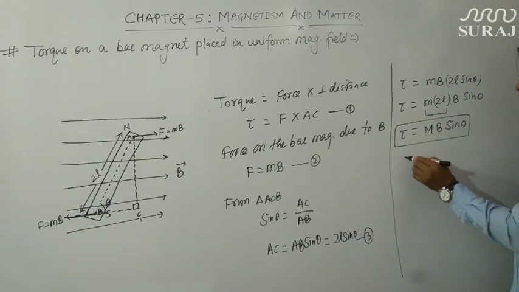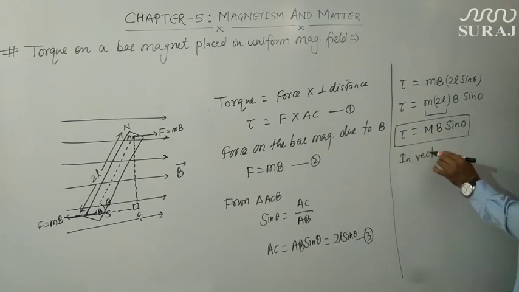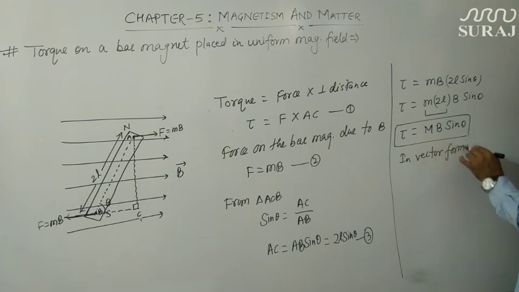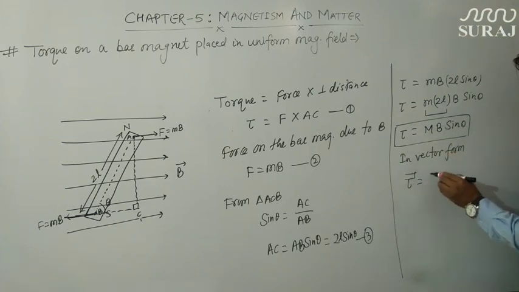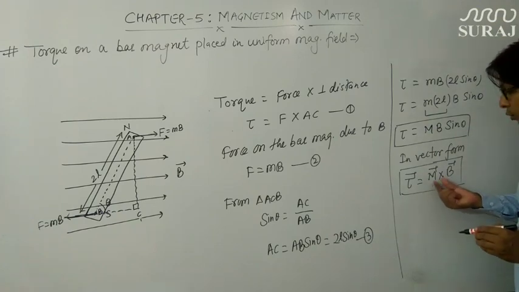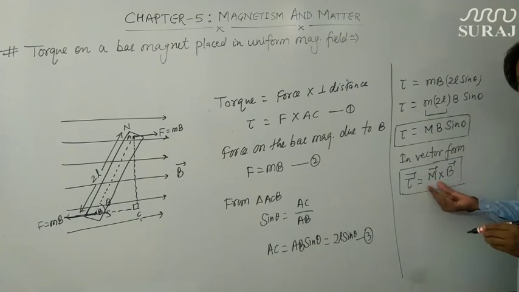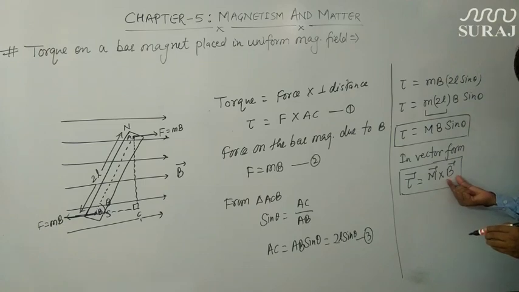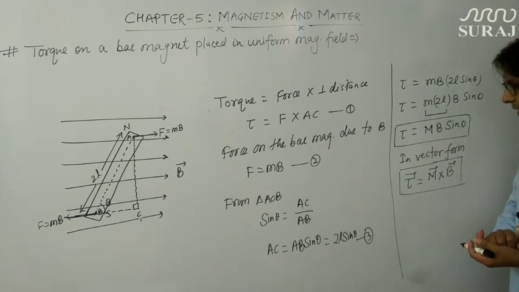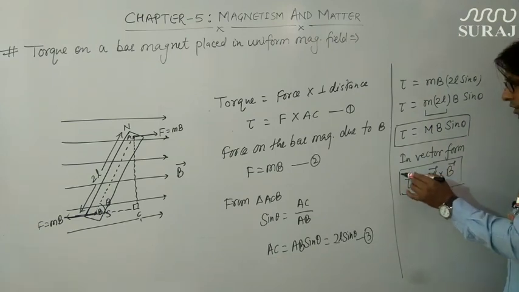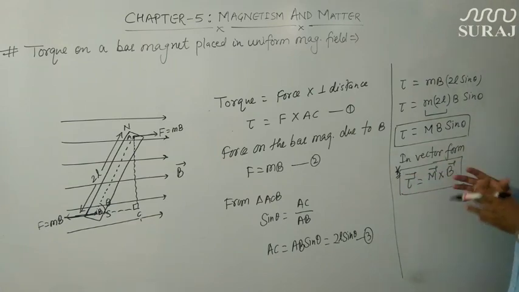This formula can also be written in vector form as, tau vector is equal to M vector cross B vector. So torque on the bar magnet is basically the cross product of the magnetic dipole moment of the bar magnet and the uniform magnetic field in which this bar magnet is placed. Using this formula, we can calculate the torque acting on the bar magnet when it is kept in a uniform magnetic field.